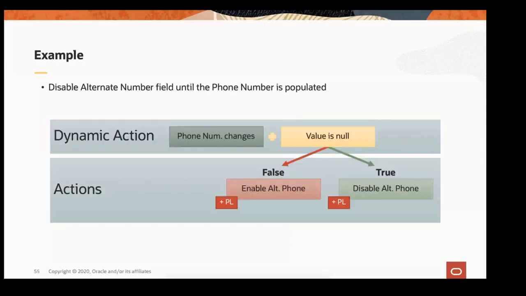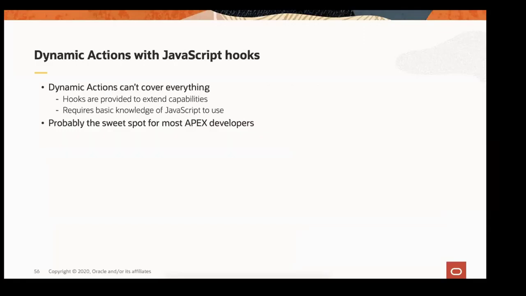So it ends up looking like this. We have in the parent section, and when we're defining our dynamic action in the when, we say when the phone number changes, for the condition, the value is null, then we disable the alternate phone field and we make sure to enable the page load setting. And we do the same on the false side. We just enable and make sure we have that setting enabled there as well.